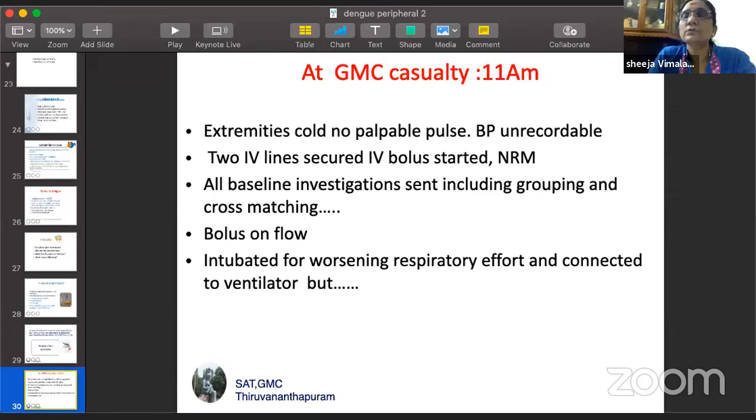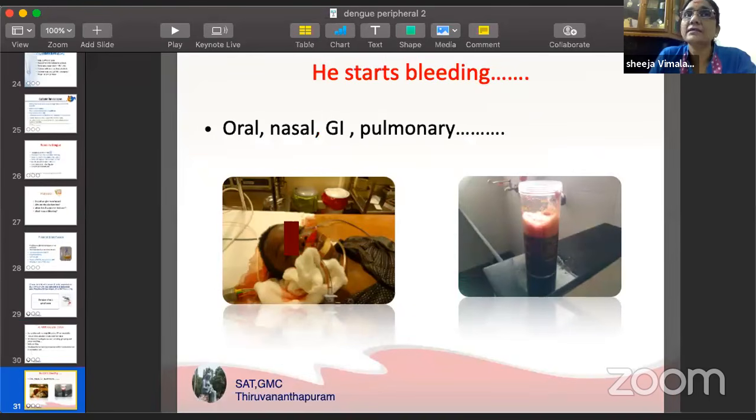While the bolus was on flow, the child starts bleeding. When I say bleeding, it is not that the child is having epistaxis or a trickling of blood. It is as if a main artery has been cut open. Profuse bleeding from the nose, from the mouth, from the ET tube, pulmonary hemorrhage, and within the next 20 minutes, 3 suction bottles need to be changed because of the massive bleed.